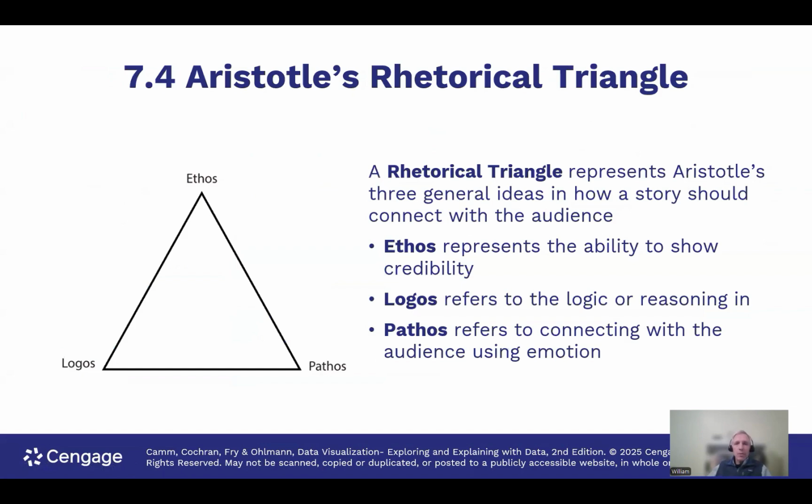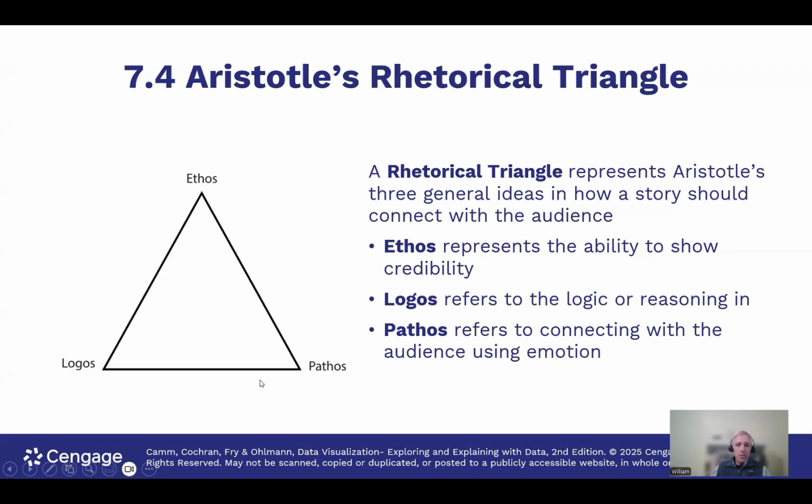When we're talking about stories, different people have thought hard and long about these. Aristotle developed the rhetorical triangle. We've been telling stories for a long time, and his triangle was how a story should connect with an audience. There are really three legs to it. Ethos is the ability to show credibility. Your story has to be believable. It could be purely fiction, and then it's just for entertainment, but if you're trying to persuade, it has to be believable. So you have to show credibility.